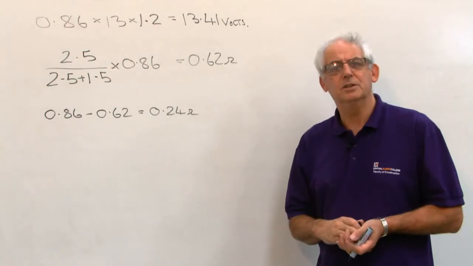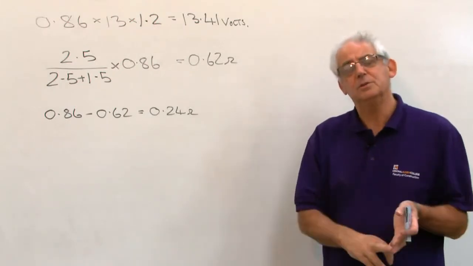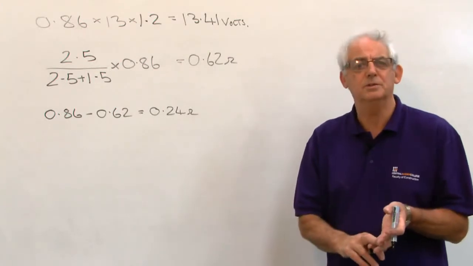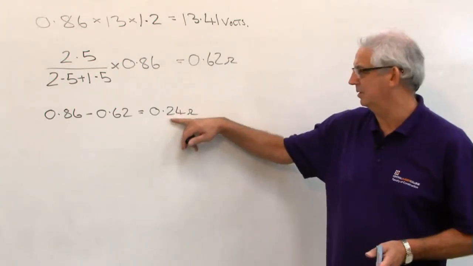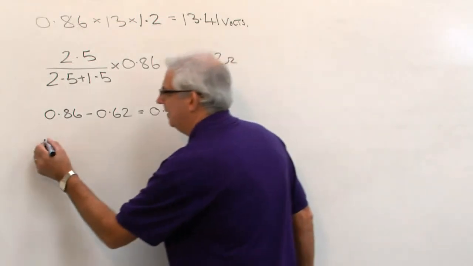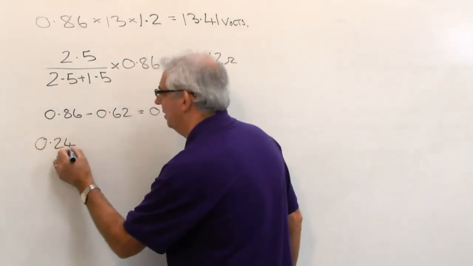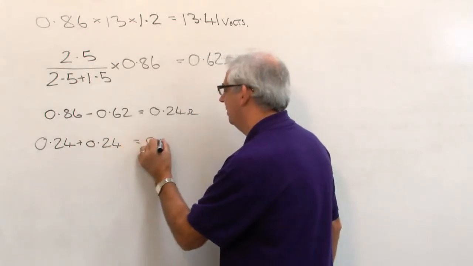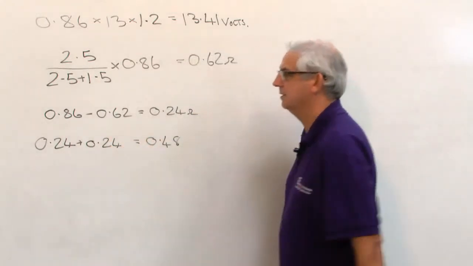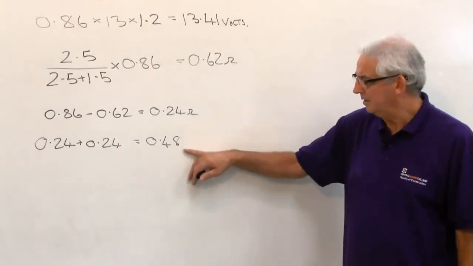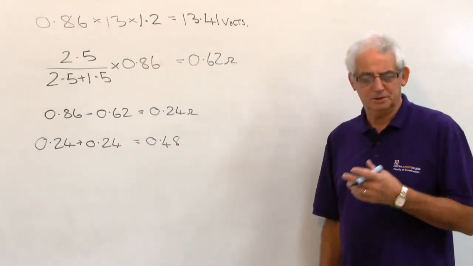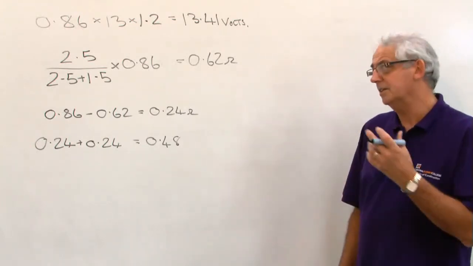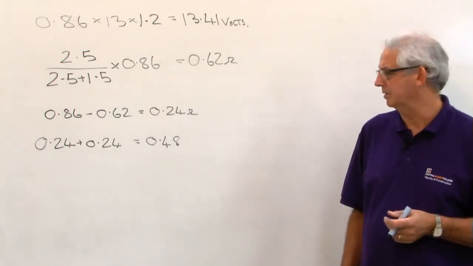We know that in the circuit we have a line conductor and a neutral conductor. To calculate volt drop, I need the resistance of both of those together. All I need to do is just simply double that. 0.24 plus 0.24 equals 0.48. This value now is the value I can use in my calculation to calculate volt drop for this circuit, and it's going to give me a very accurate calculation as well.